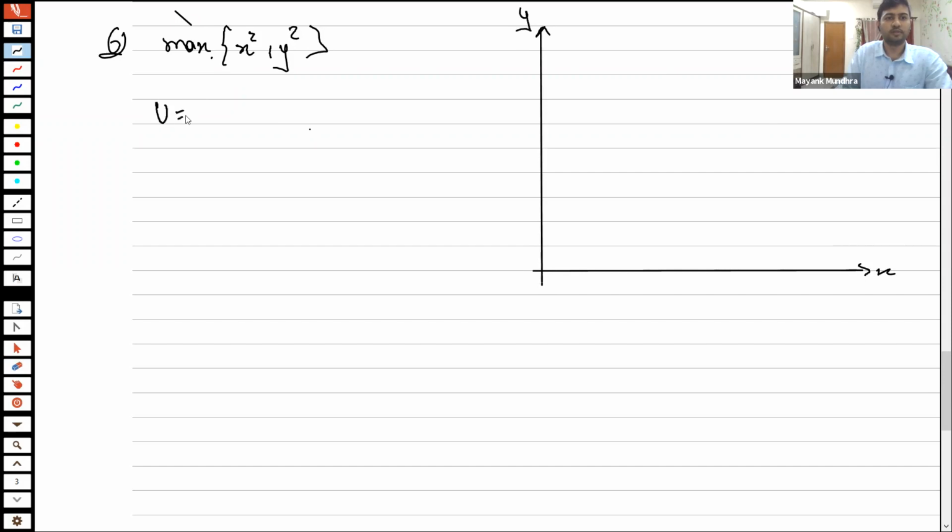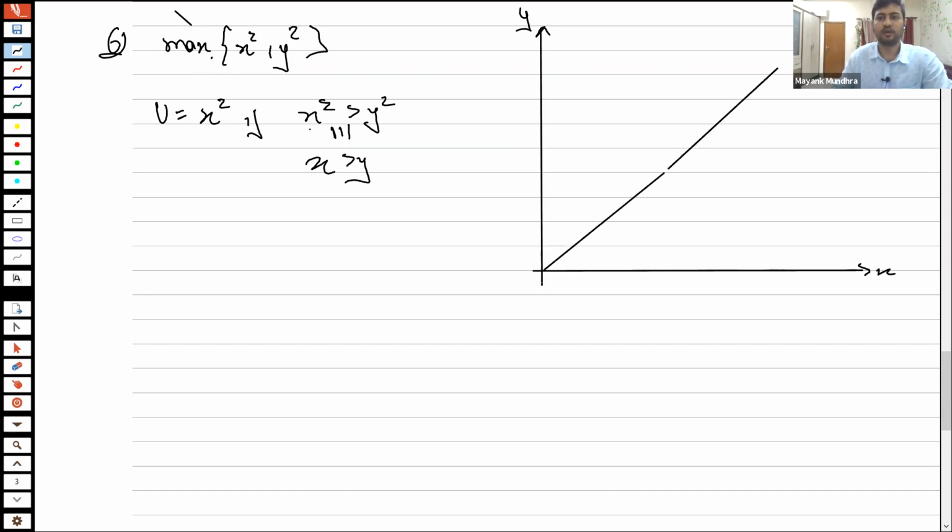So utility will be equal to x square if x square is greater than y square, which is basically equivalent to x greater than y. So I will draw the same x equals y line now. I'm going to proceed a little faster. To the right, you have x greater than y. To the left, you have y greater than x. So since you have x greater than y here, x square will be greater than y square, so utility will be x square. And here utility will be y square.